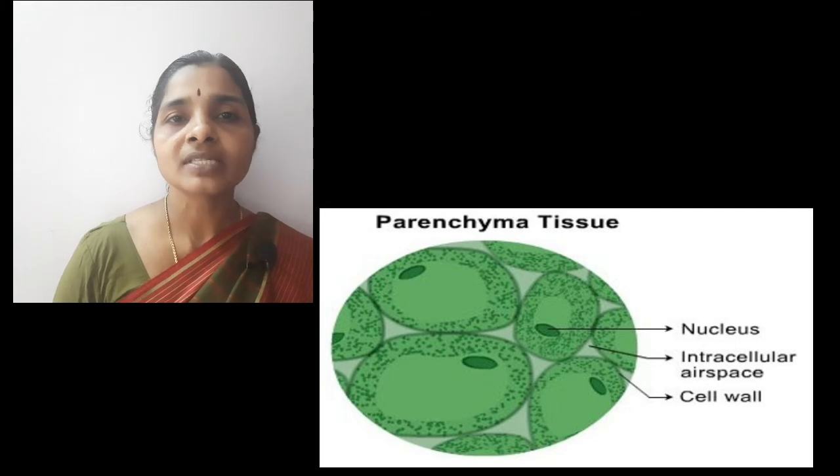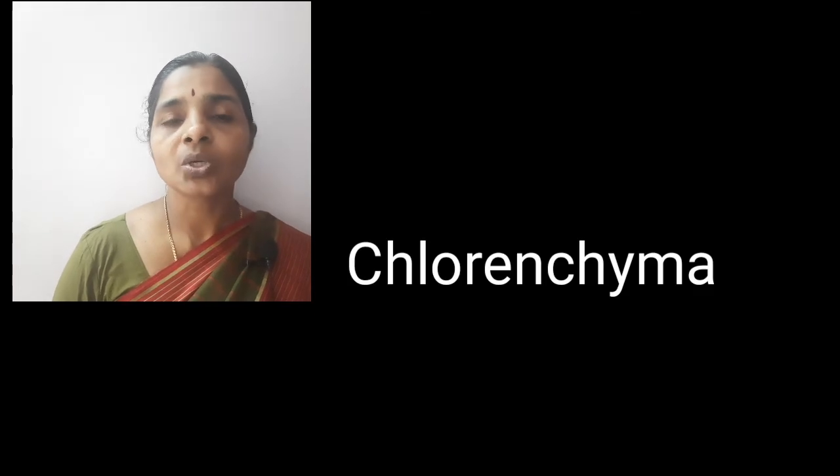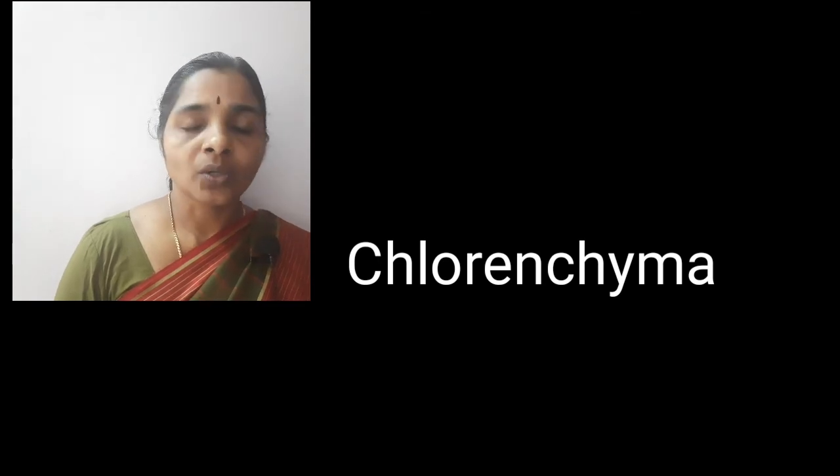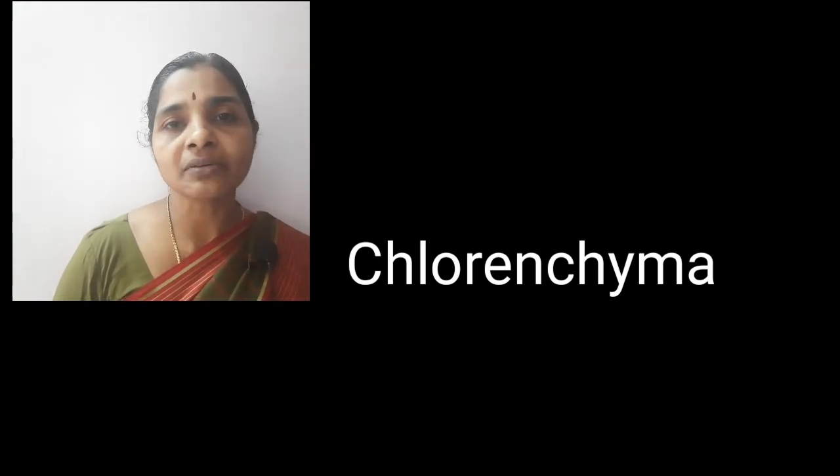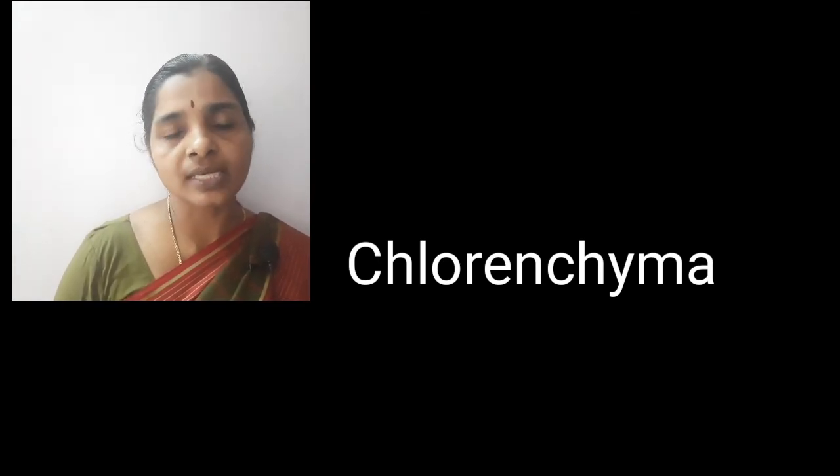in between the cells. In some cells of this parenchyma, we can see various green colored dotted structures. What is that? They are the chlorophyll. So chlorophyll is present in some of this parenchyma, and such parenchymas are called chlorenchyma. Then what is their function? Photosynthesis. That is the function of this chlorenchyma.